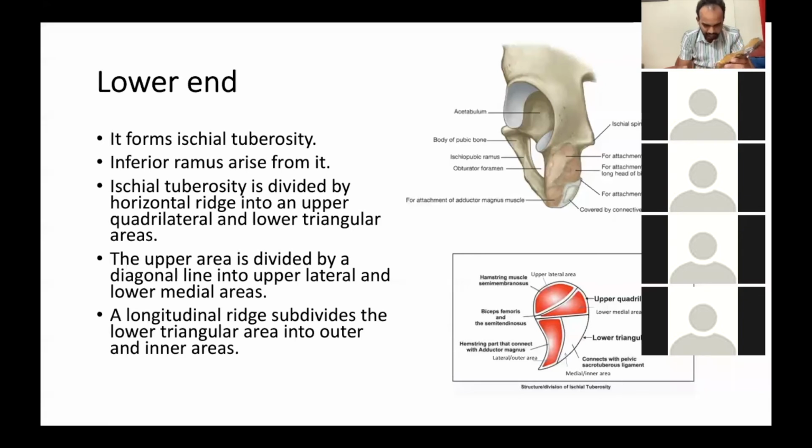So this ischial tuberosity is giving attachment to some muscles. The upper quadrilateral area gives origin to muscles like the semimembranosus, semitendinosus, and also the biceps femoris.